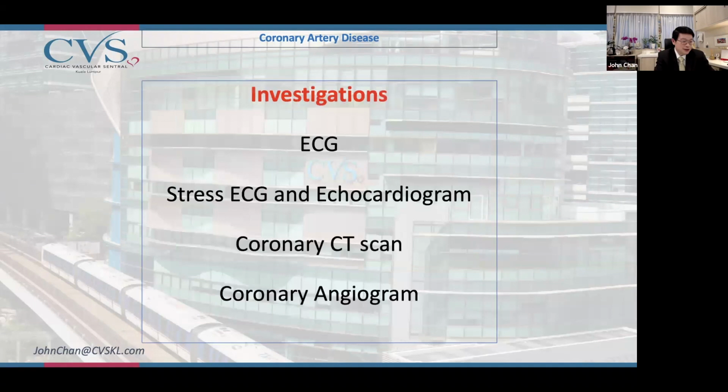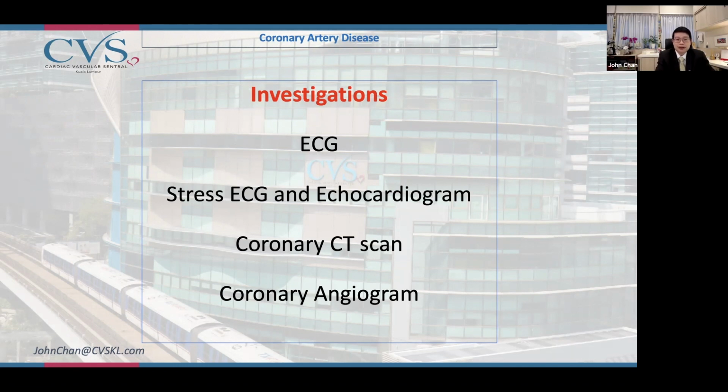There are a number of investigations we can do to diagnose coronary artery disease. We can do an ECG. We can do this with you doing some exercise, what we call a stress ECG and stress echocardiogram. We can do a coronary CT scan, which gives more detailed information on the blood vessels supplying the heart. And we can also then do a coronary angiogram.